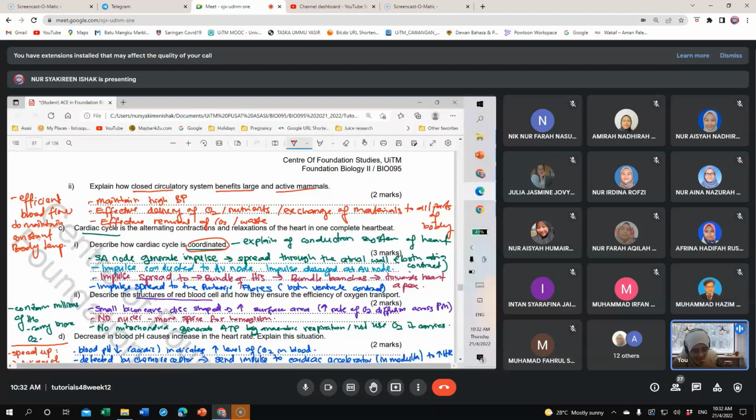Okay, so next, question number 2. Describe the structure of red blood cells and how they ensure the efficiency of oxygen transport. Okay, ini senang je lah. You explain on the structure of red blood cells.